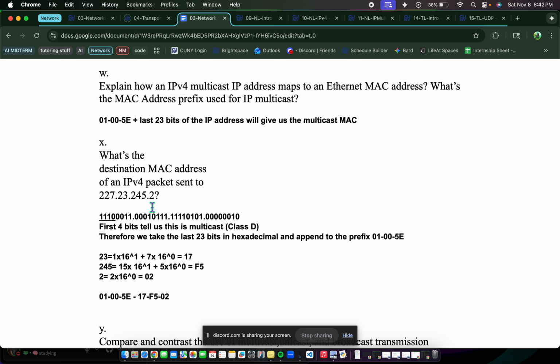So immediately, if we have to find a MAC address for this, we know the first part is going to be this over here. By default, we're going to have 01, 00, 5E. And then the rest of it, the last 23 bits, are going to be converted into hexadecimal. MAC addresses tend to be in hexadecimal. And the way we do this is by powers of 16.